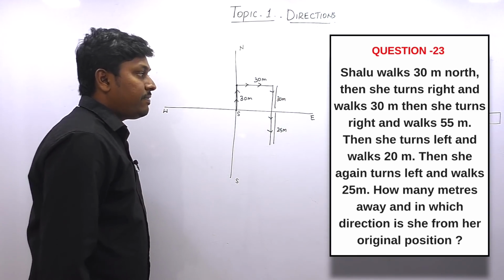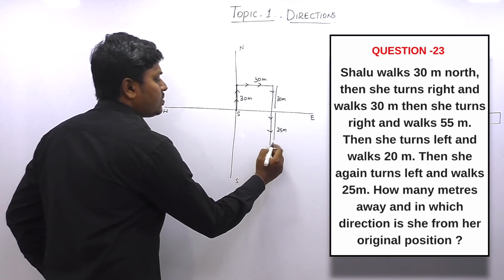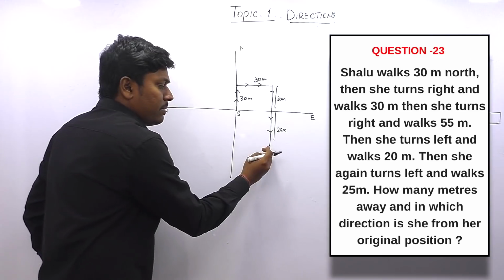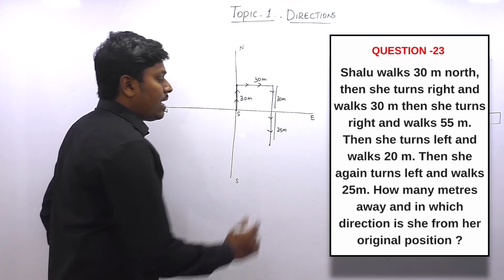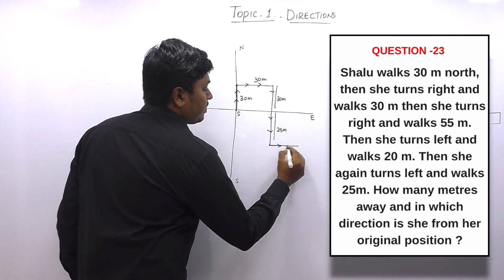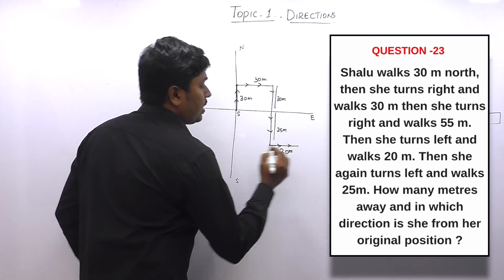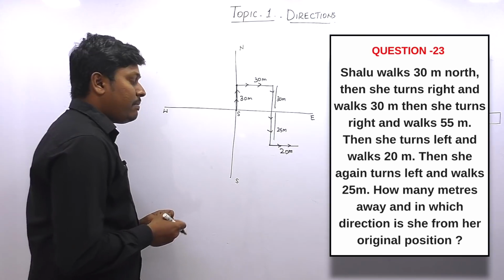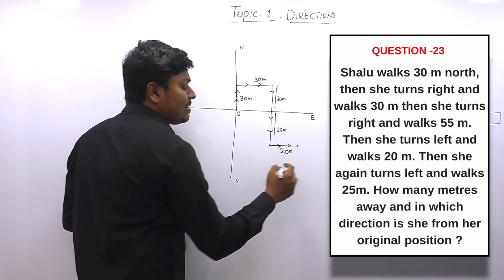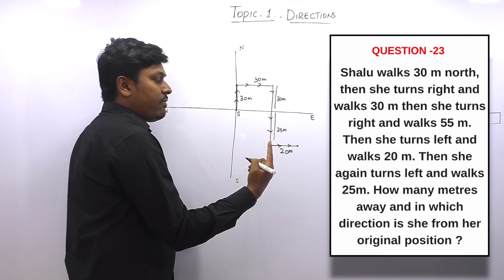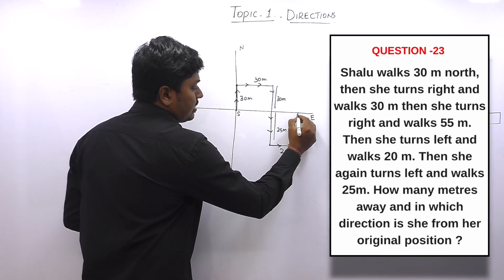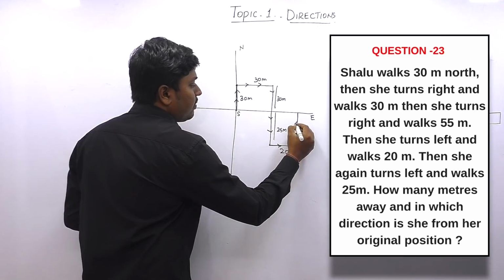Then she takes a left turn and walks 20 meters. If she is walking in this direction, this will be right and this will be left. So from this point she is taking a left turn and she is walking 20 meters. Okay. Then she turns left and walks 25 meters. Listen here, from this point she is taking a left turn and walking 25 meters. We already know that this distance is 25. So from here she is taking a left turn, again walking 25 meters.